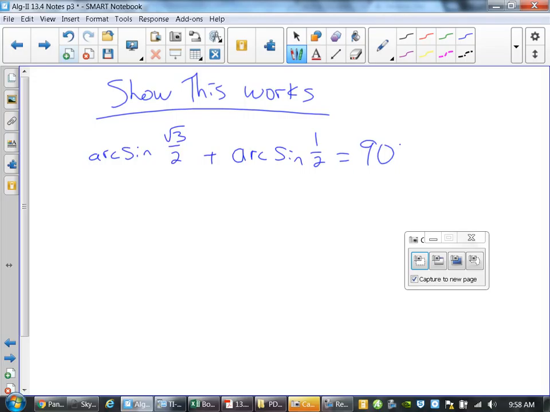What angle has a sine of root 3 over 2? 60. What angle has a sine of 1/2? 30. What's 30 plus 60? 90. Go to the next problem.